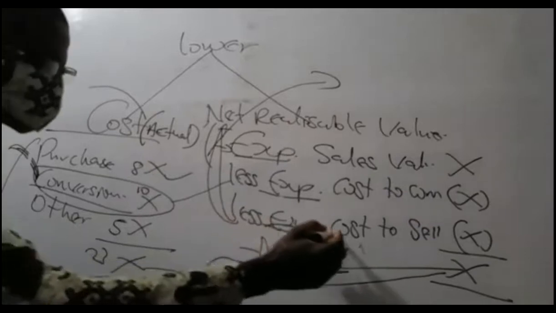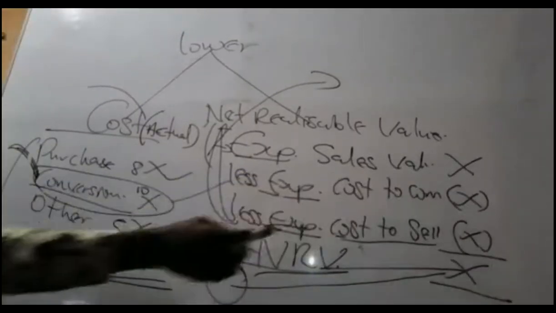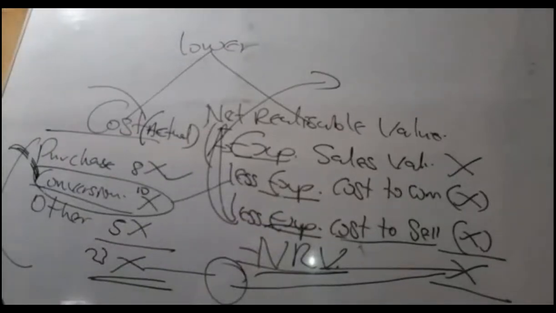Then we have expected cost to sell. That's the selling cost. Maybe you sold these goods through agents, so agent commission, maybe a discount you give. All this will form part of what? The selling cost. You take all this from where? The sales value. Then you arrive at what? The NRV. That is how we will solve the question. Then you compare. So let's try our first illustration.